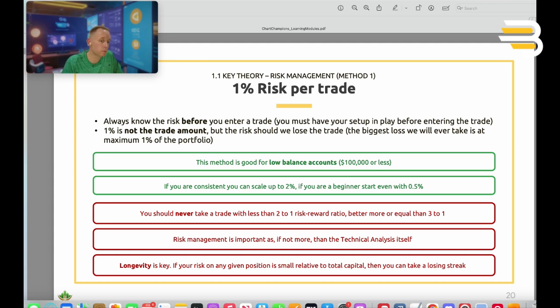Always know the risk before you enter a trade. We've talked about that, and we'll look at it in a minute. You must have your setup in play before entering the trade. 1% is not the trade amount, but the risk we should lose on the trade. The biggest loss we'll ever take is at maximum 1% of the portfolio.